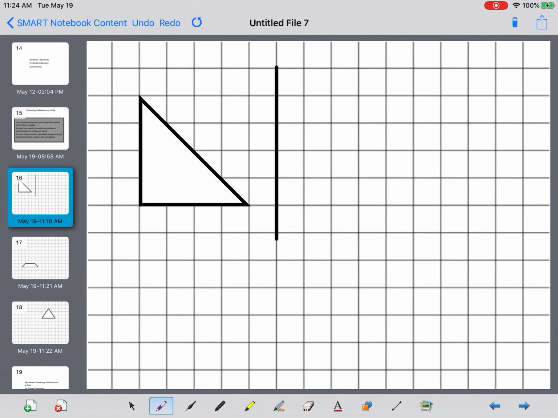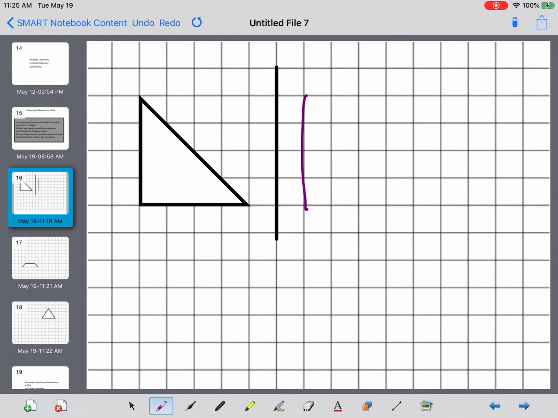Okay, so reflections are very, very similar to symmetry, like we did last lesson. All you're doing is creating a symmetrical shape, or the shape might not be symmetrical, but the entire image will be symmetrical on the opposite side of a line of reflection. So here we have a triangle, and I've got a line of reflection beside it. Now all I have to do is create the mirror image, or the reflection, of this shape on the opposite side of the line.